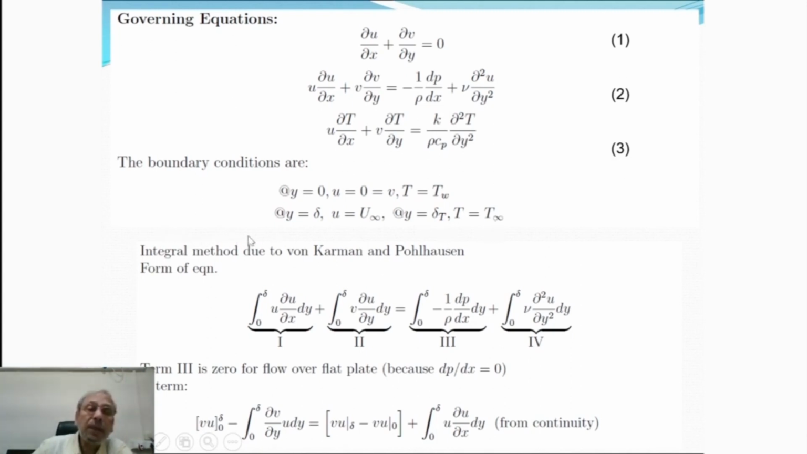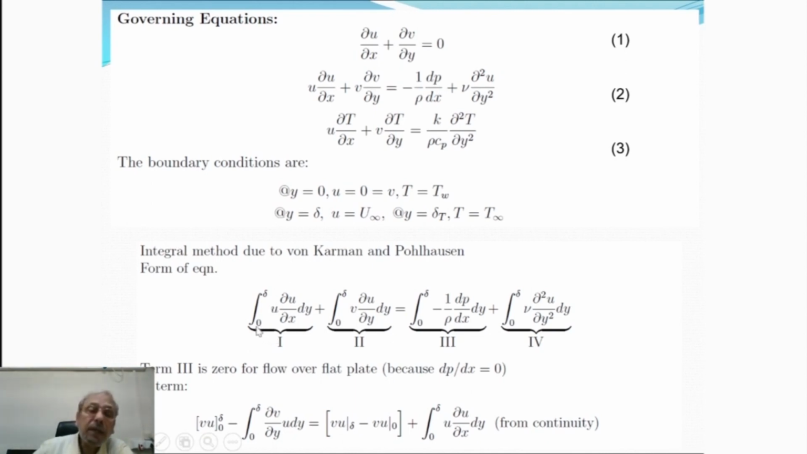Now, the integral method was basically proposed by von Karman and Pohlhausen. So this is often called the Karman-Pohlhausen method. And this is basically integrating the boundary layer equation within the thickness of the boundary layer. That means we can write here this boundary layer equation.